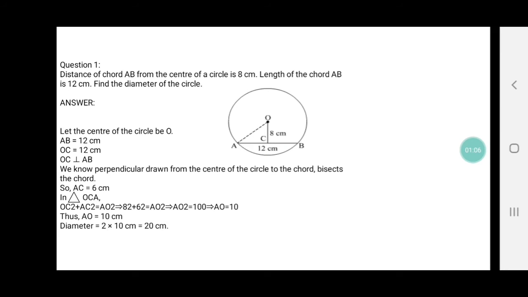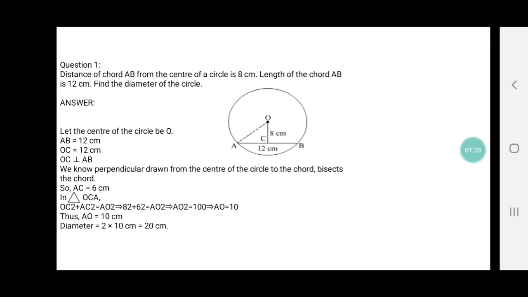So what will be AO square? That will be equal to 6 square is 36 and 8 square is 64. 64 plus 36 gives us 100. Now AO square is 100. So what will be AO? It will be equal to 10. Thus AO is equal to 10 centimeter.